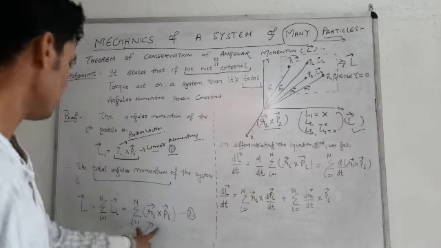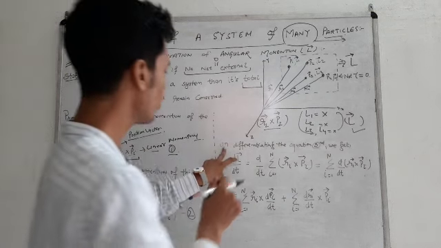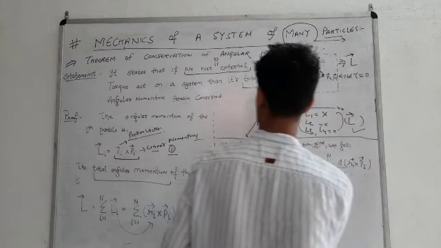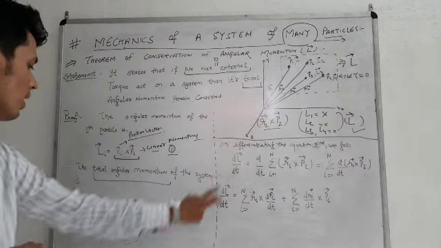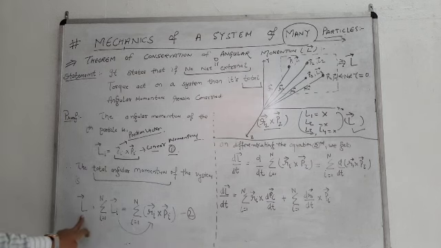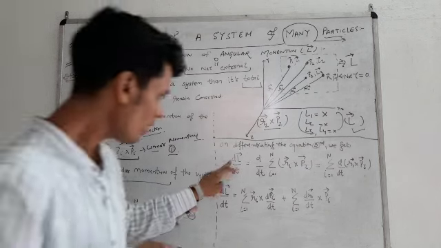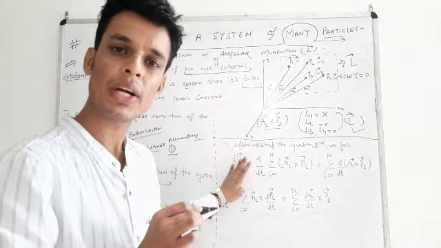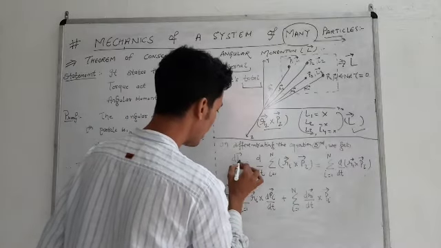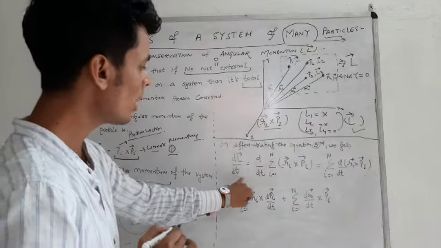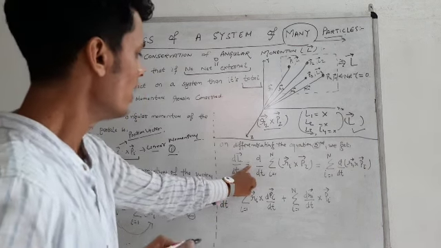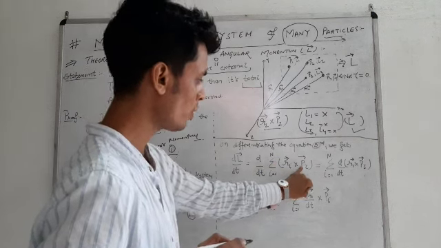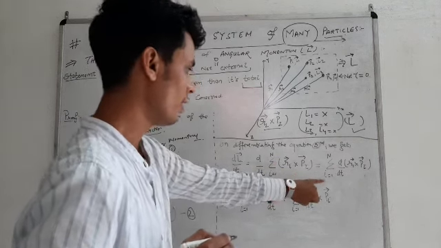Now we will discuss differentiating. We will differentiate equation number 2, differentiating L with respect to t. What does that mean? Differentiating with respect to t means the rate of change of angular momentum with respect to time. So we are differentiating the vector L, the total angular momentum, with respect to time. What we come across is d by dt of the summation i equal to 1 to n of Ri cross Pi.